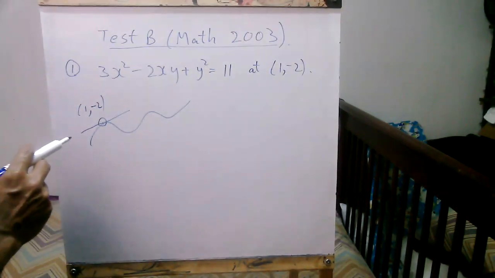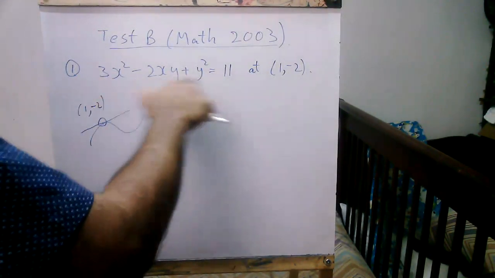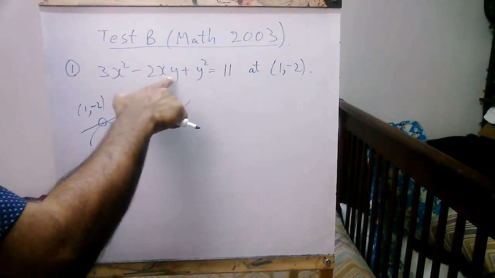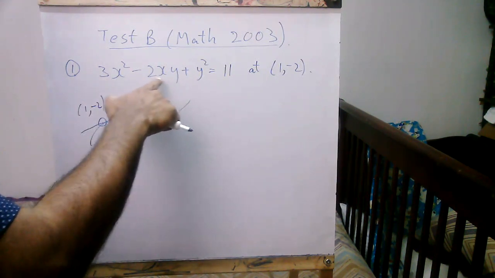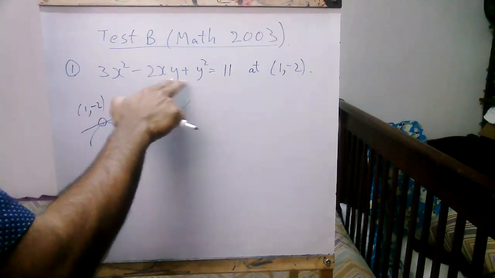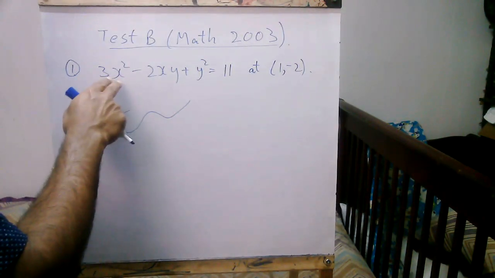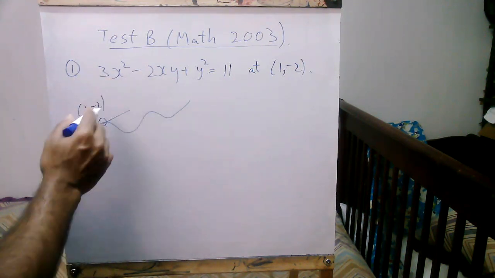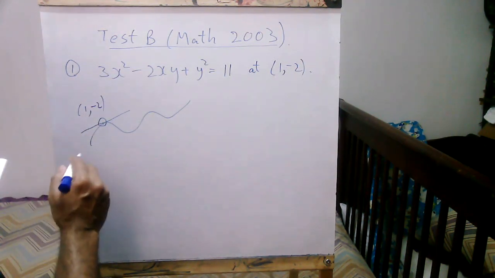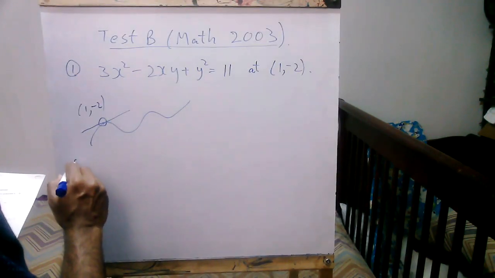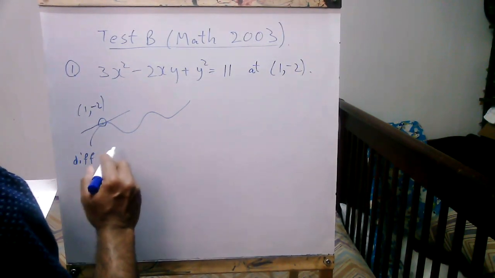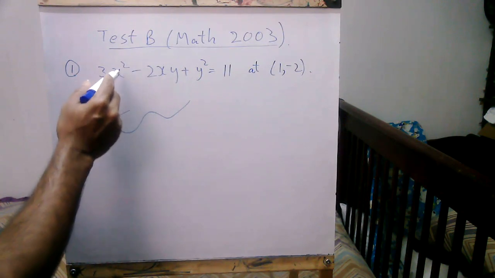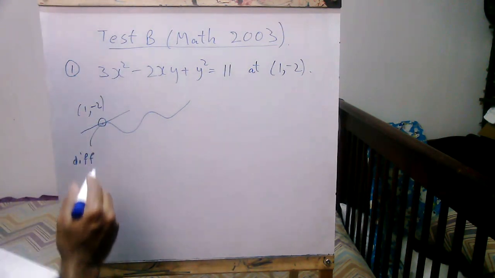Now for the slope, we have to differentiate. This is the important part. Here, we cannot easily separate the variables x and y. So what we do is differentiate implicitly. We use the power rule, n x to the n minus 1.